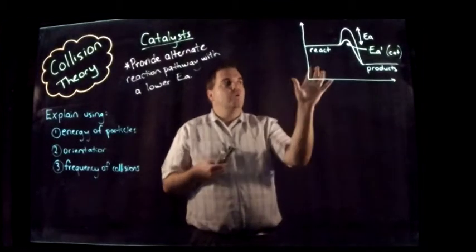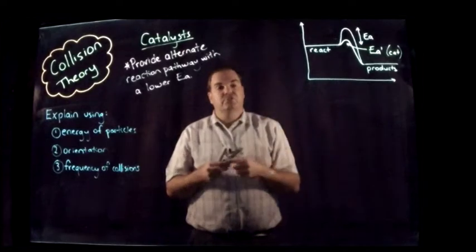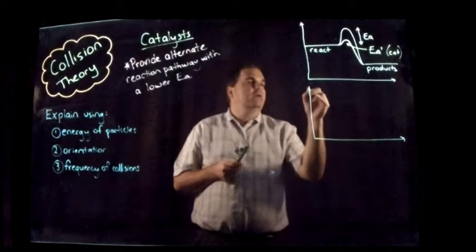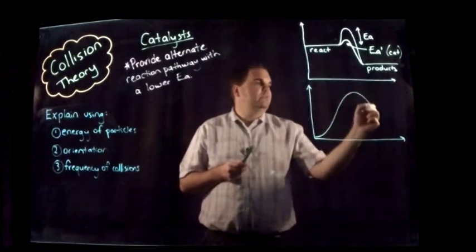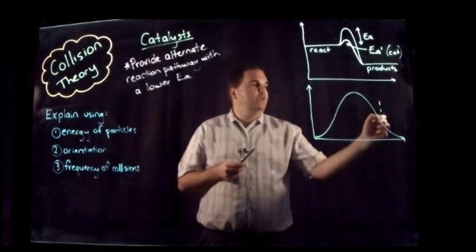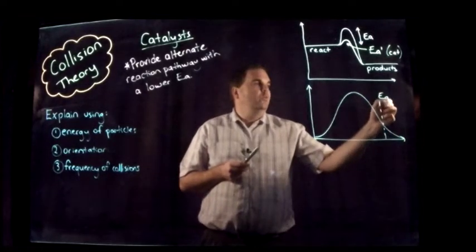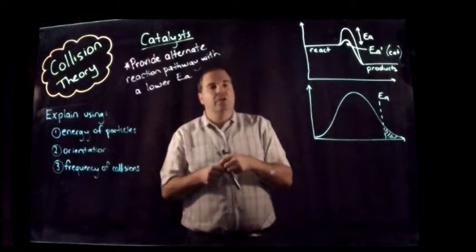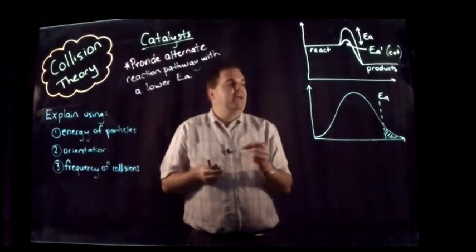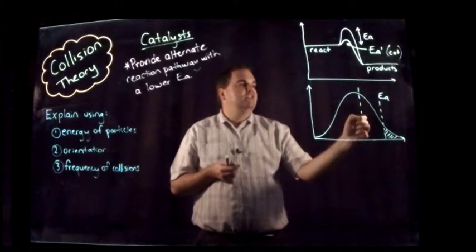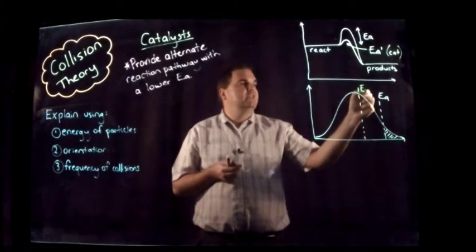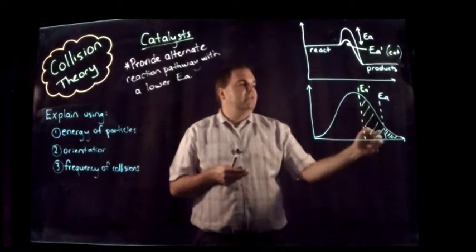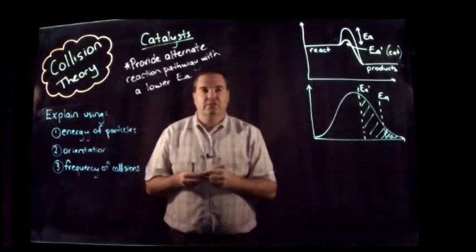You can also show this through an energy distribution graph. If we bring an energy distribution graph down here, and we have our normal bell curve distribution, if this is the normal activation energy, we know that only these particles will have energy greater than or equal to the activation energy. What we do when we bring in a catalyst is we lower the activation energy. So here's the new activation energy, which means you have a lot more particles, all of these, which have energy greater than or equal to the activation energy.